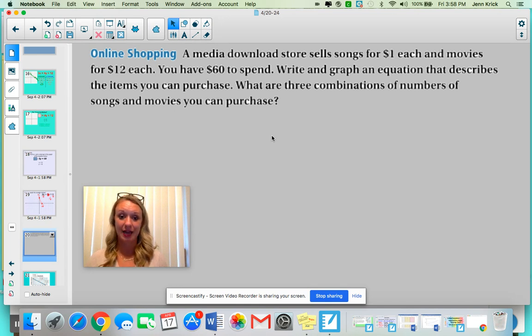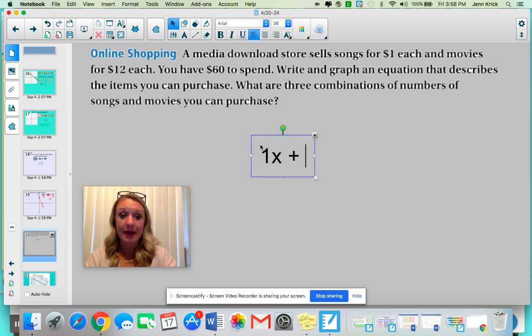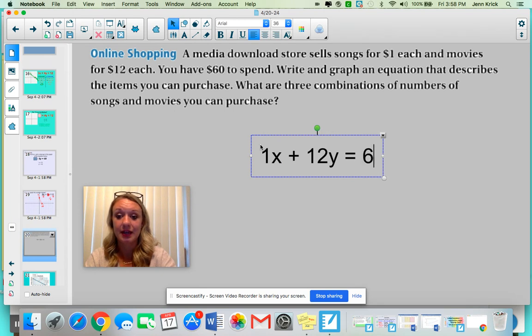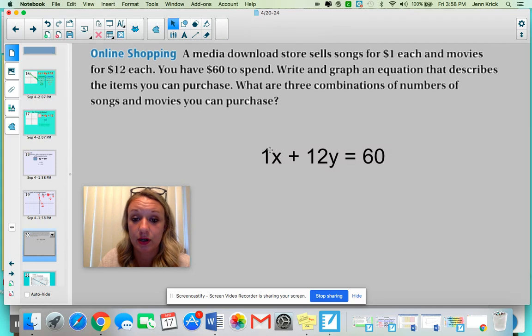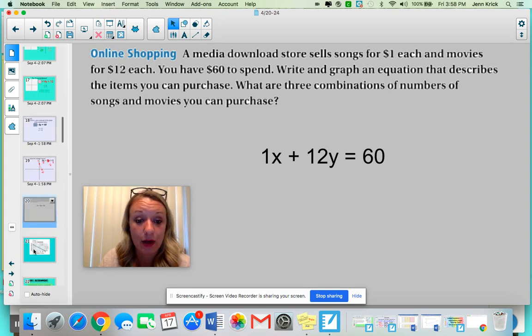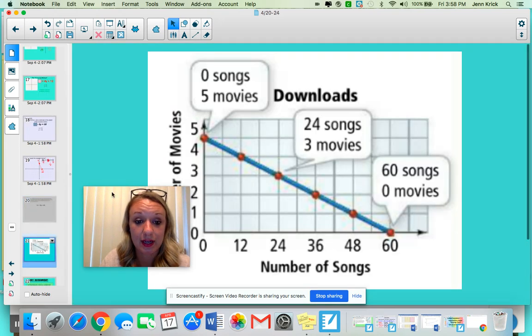So, like, you've got $60. How many different combinations could you buy with songs and movies? So, $1 for songs, we'll do 1x for that. And technically, you don't even need the coefficient of 1, that's just implied. Plus 12y, and then equals our total, which is 60. It is in standard form because you've got your variables with their coefficients there, and you've got your constant here. There's no fractions.